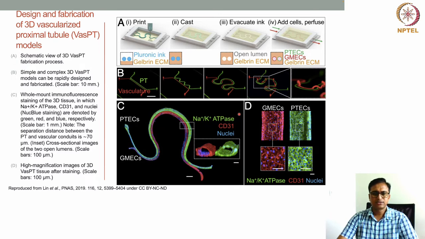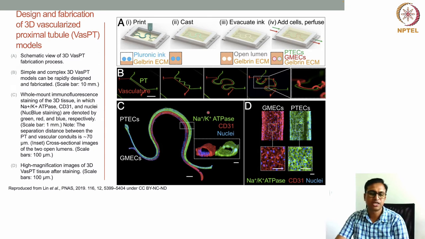Then you can clearly see here the sodium potassium ATPase pump, which is actively involved in pumping out some of the ions, which helps in reabsorption. CD31 is for the endothelial cells. So this is the endothelial channel, the vascular channel, and this is the proximal tubule channel. These two cell types are sitting next to each other, and this is a further magnification.